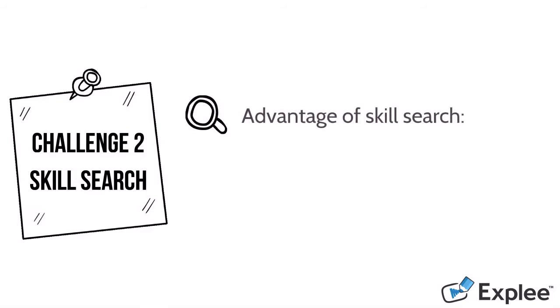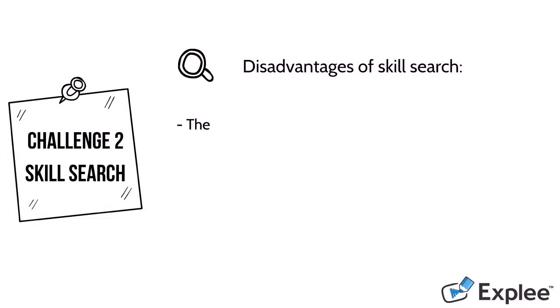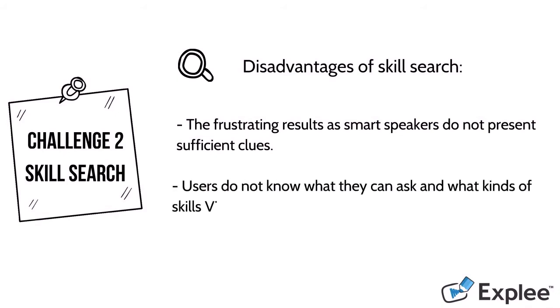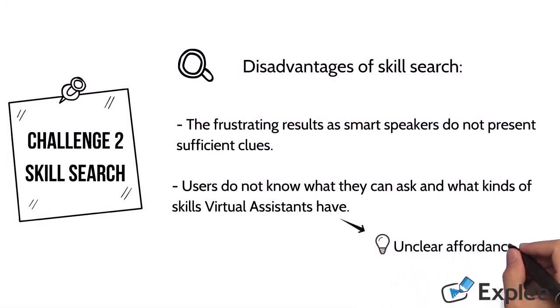When users are using virtual assistants to search for skills they want, virtual assistants have an advantage, which is to locate skills, but some problems exist. The first problem is frustrating results, because smart speakers do not present sufficient information about their capabilities. The second is that many people do not know what they can ask, and they are unlikely to invoke the existing skills except by accident or through trial and error. This limitation is called unclear affordances.